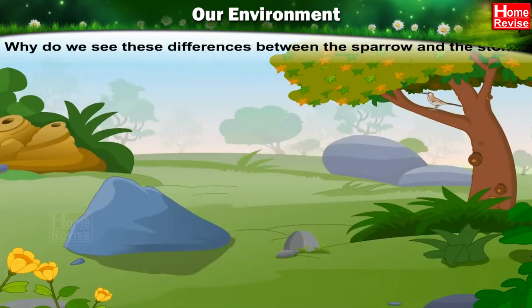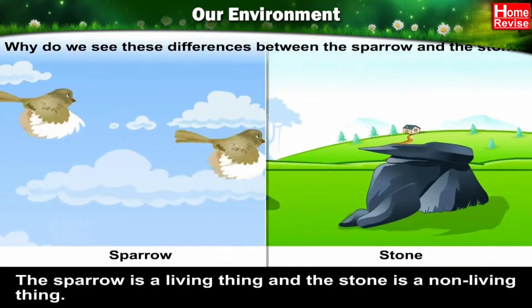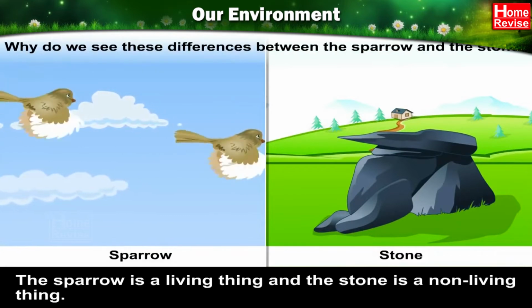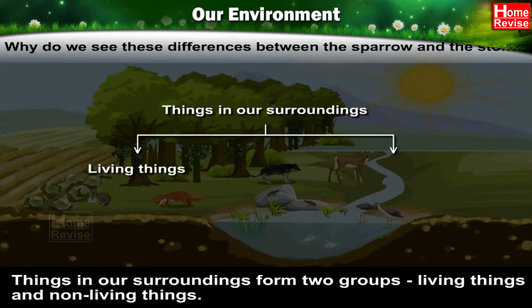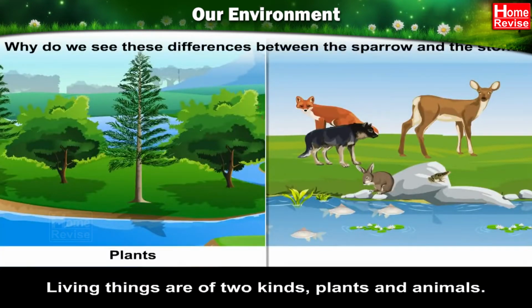Why do we see these differences between the sparrow and the stone? The sparrow is a living thing and the stone is a non-living thing. Things in our surroundings form two groups, living things and non-living things. Now, living things are of two kinds, plants and animals.